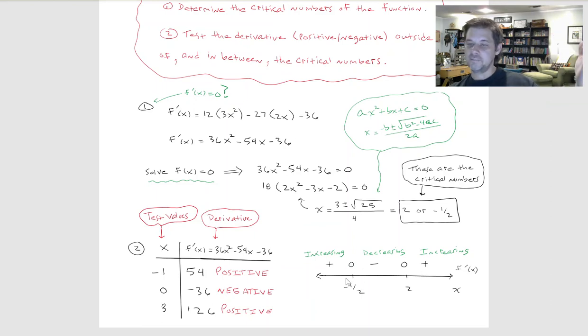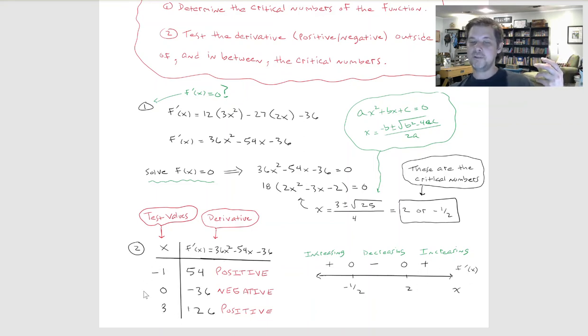So I chose a number left of negative 1/2. I chose negative 1. That's just a test value. You could choose negative 2 or negative 3. Anything left of negative 1/2 could be a test value. For something in the middle, between negative 1/2 and 2, I chose 0. But you could choose any number you want in between negative 1/2 and 2. And then for a number right of 2, I chose 3. But once again, you can choose anything that you want right of 2.